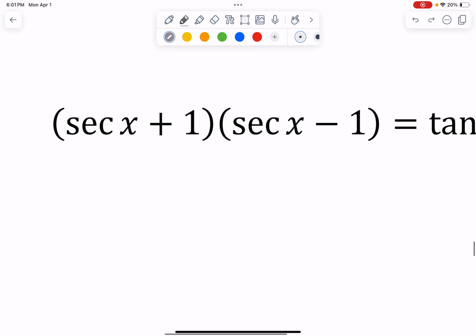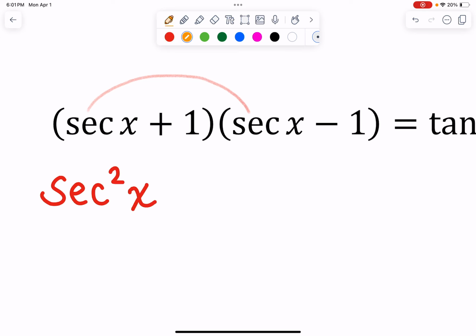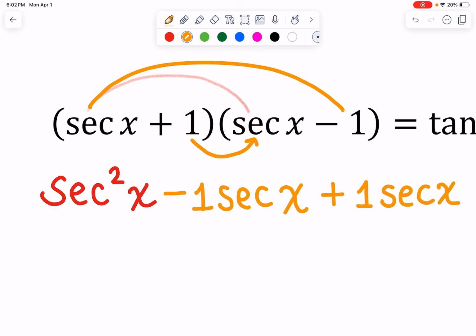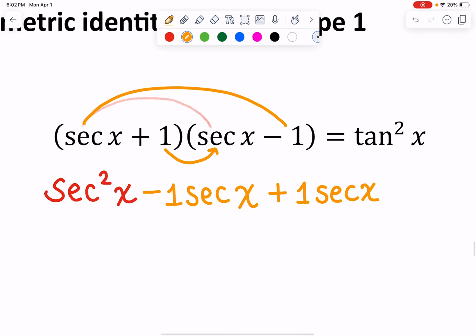Let's go ahead and FOIL this out, okay? Secant x times secant x gives you secant squared x. Now multiply secant x times negative 1. That's negative 1 secant x. And then the two middle terms give me plus 1 secant x. Those two orange terms will cancel out, right? Lastly, positive 1 times negative 1 gives negative 1.